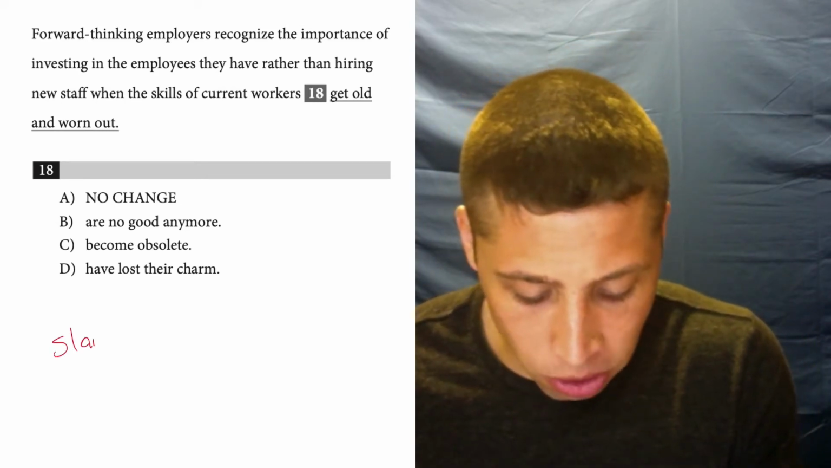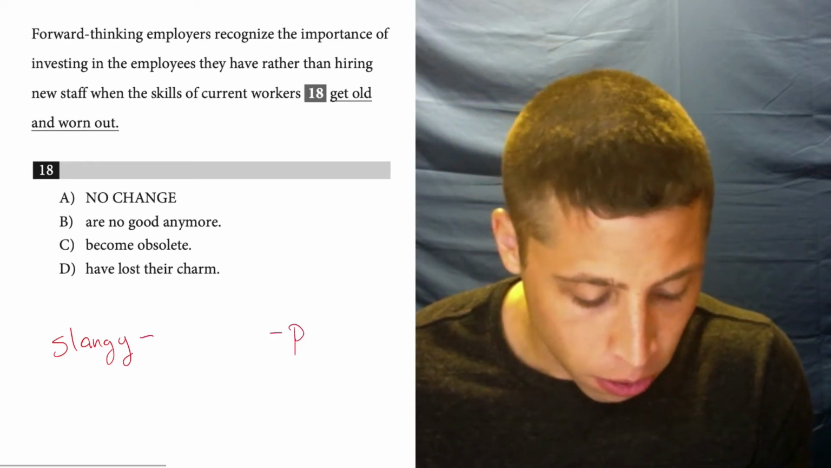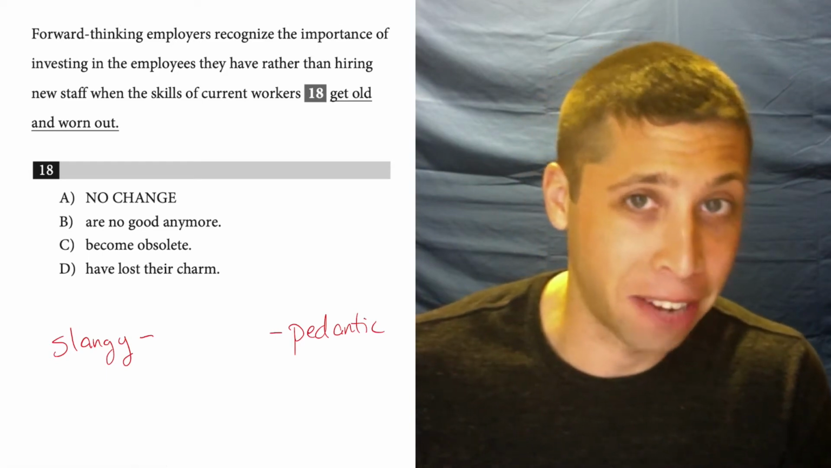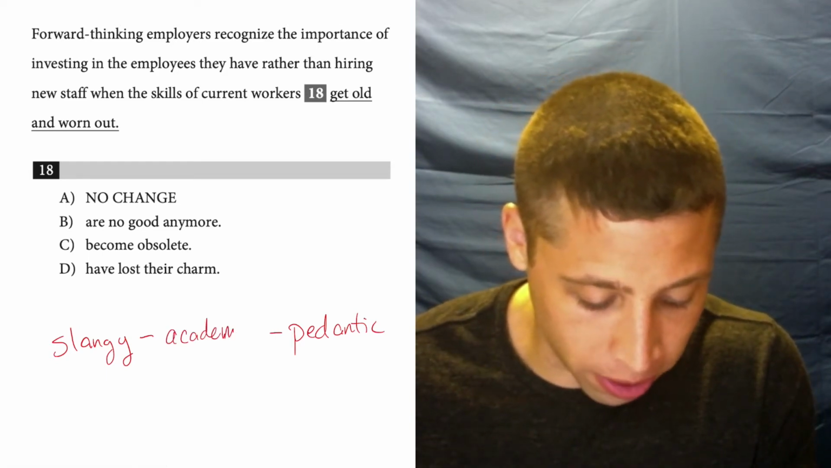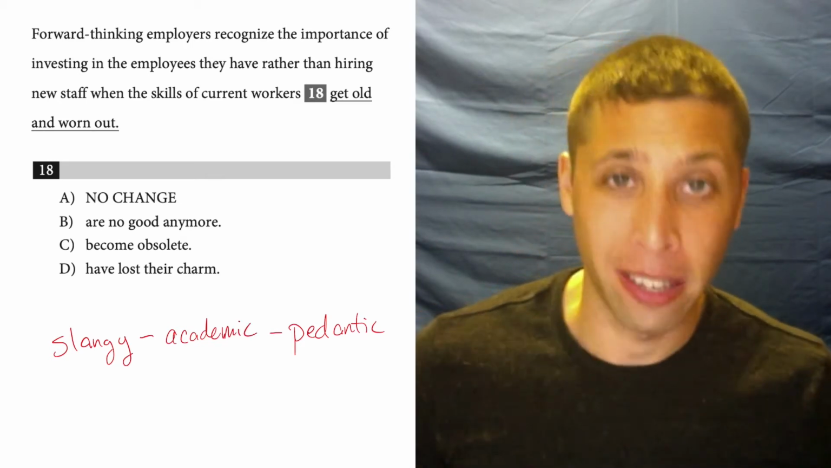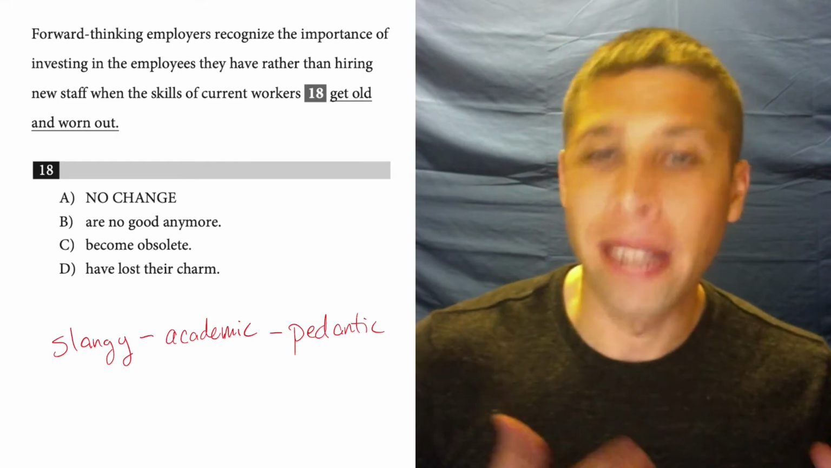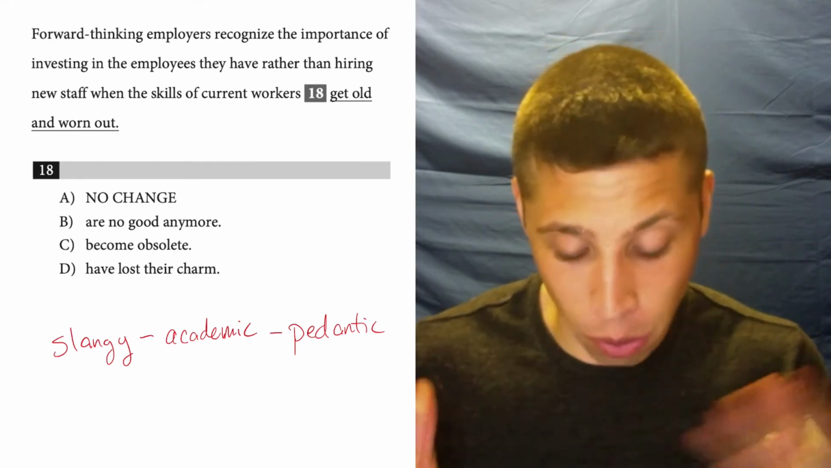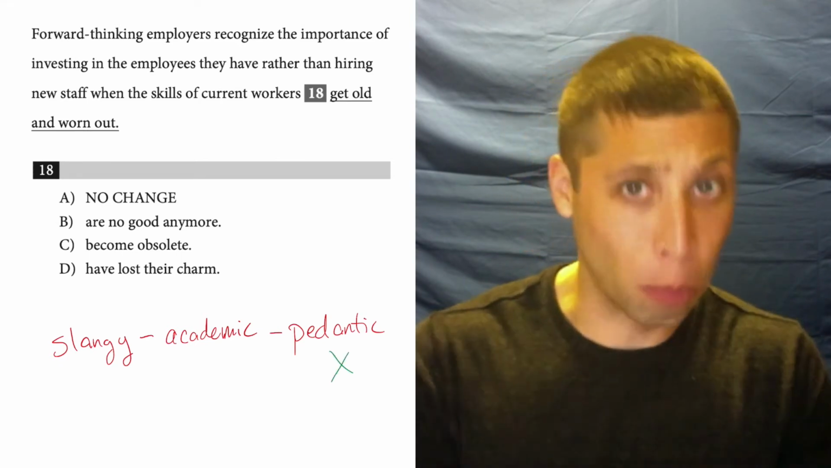And words fall on a scale. They can either be too slangy or too pedantic, which means the opposite of slang, right? It's too fancy for its own good. And what we want is words that are in the middle, words that are academic, words that are smart enough that they can appear in a paper for school, but not so smart that no one's going to know what you're talking about if you use them. So we don't have any issues here with words that are too pedantic, I hope, right?